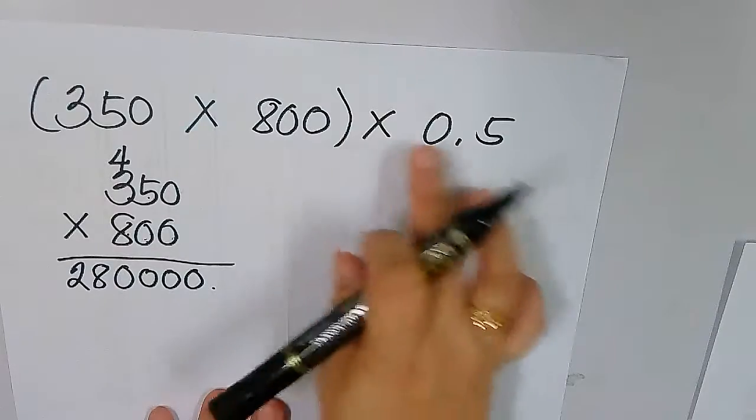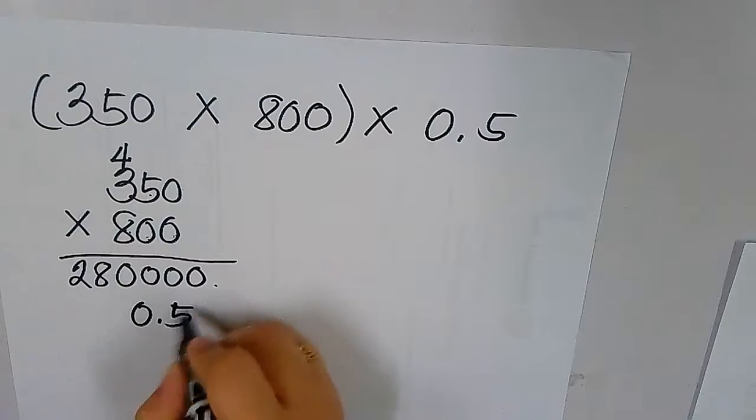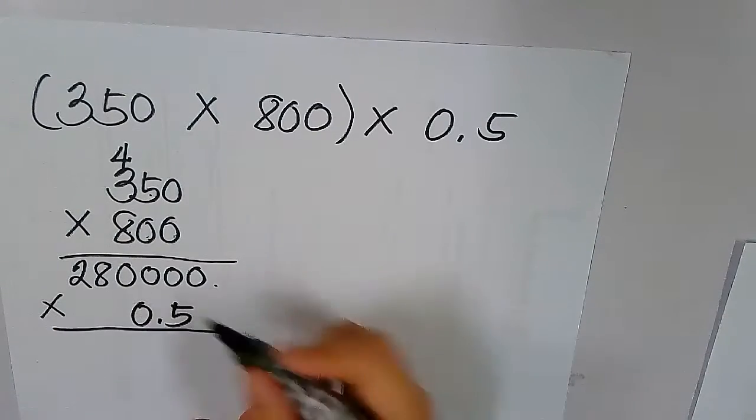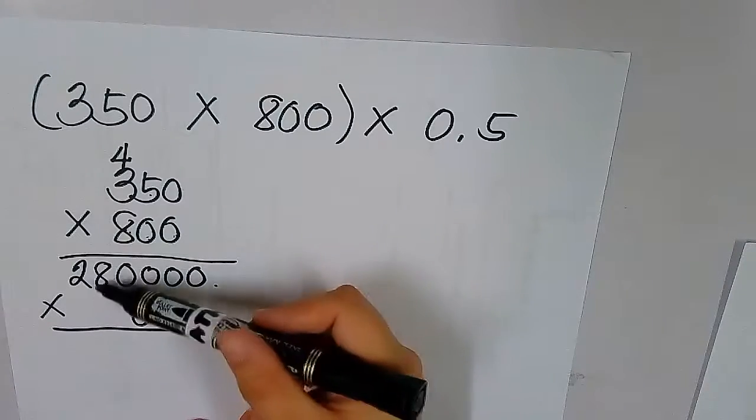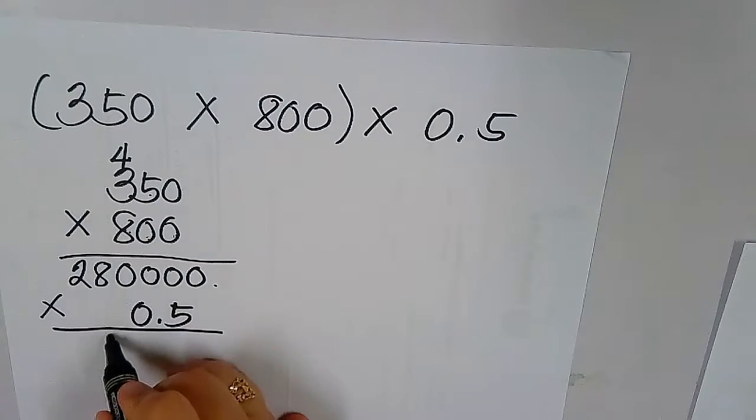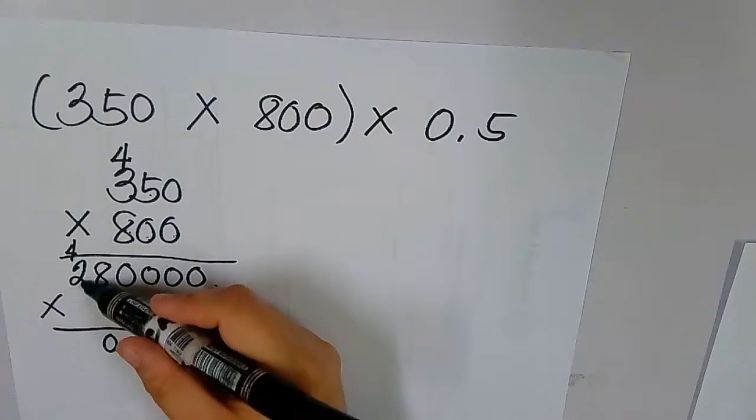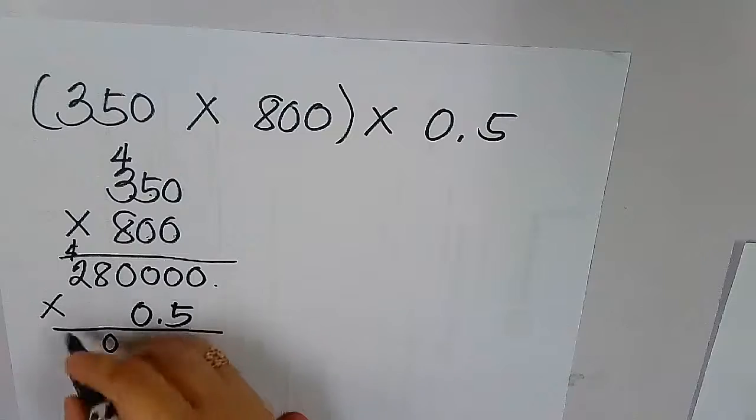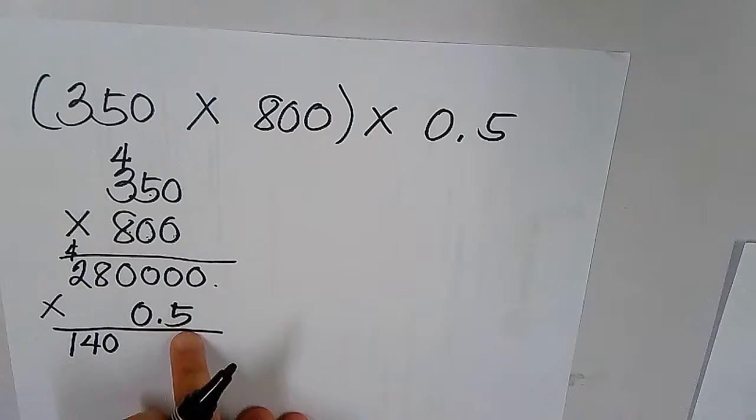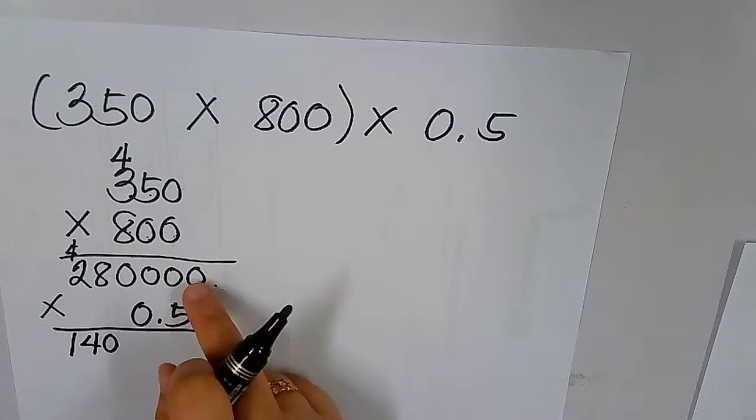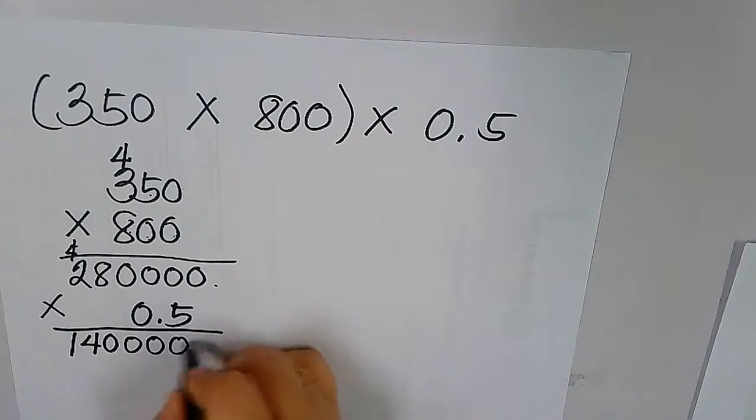Then we need to multiply dun sa last na digit, which is 0.5. So, kailangan lang natin i-multiply ay ito mga significant numbers. So, 5 times 8, we got 0, 40 kasi. So, 5 times 2 is 10 plus 4, we got 14. Okay, so yan yung 28 times 0.5. Now, we need to add the zeros, which is 1, 2, 3, 4.